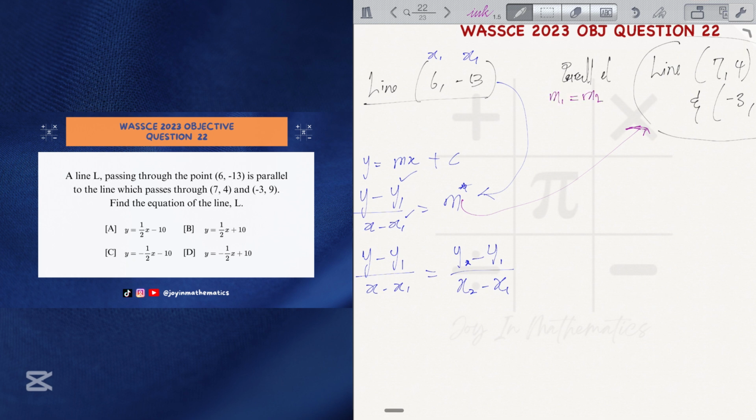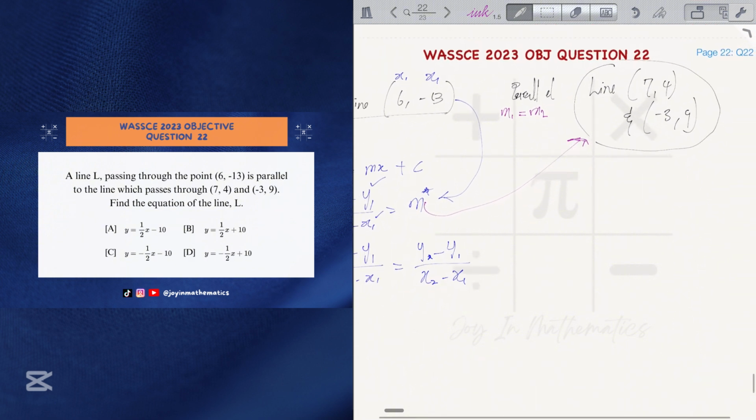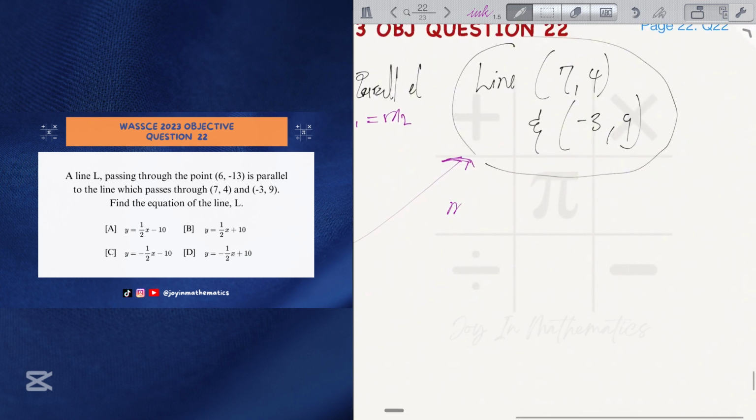That means that the gradient of line 1 is equal to the gradient of line 2. So with this, we understand that whatever gradient we have here will be the same gradient that will be applied here. And what is the formula for gradient? Gradient m is equal to y2 minus y1 divided by x2 minus x1. So if we look at this now, we can label this x1, y1, okay, and this is x2, y2.